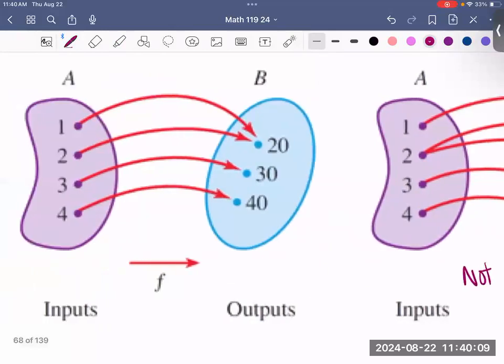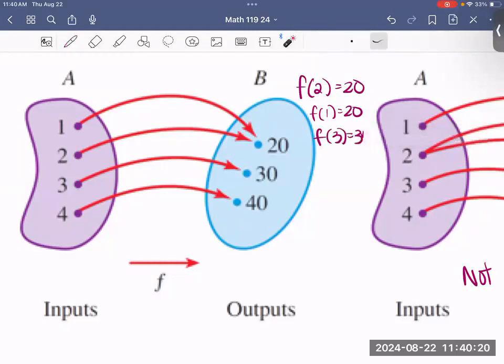Whereas over here, if we put in a 2, we're going to get out a 20. If we put in a 1, we'll get out a 20. If we put in a 3, we get out 30, right? Each x that you put in is going to come out with a y value.